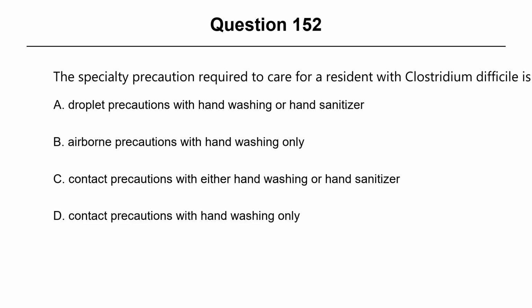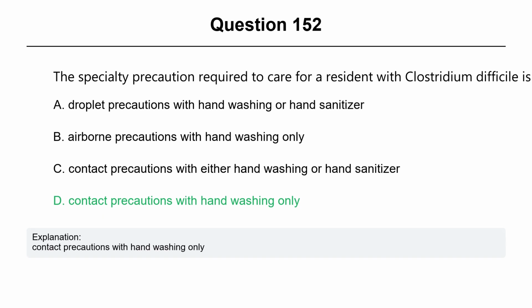Question 152. The specialty precaution required to care for a resident with Clostridium difficile is: Option A, droplet precautions with hand washing or hand sanitizer. Option B, airborne precautions with hand washing only. Option C, contact precautions with either hand washing or hand sanitizer. Option D, contact precautions with hand washing only. The correct answer is option D, contact precautions with hand washing only.